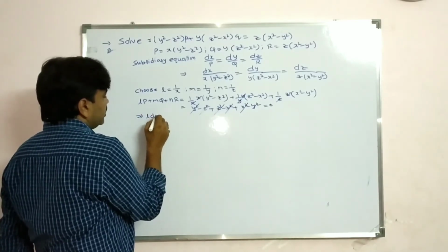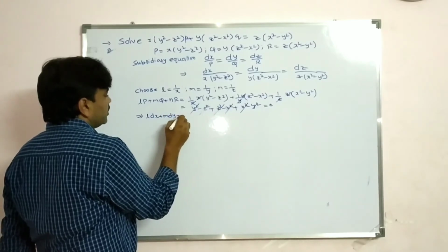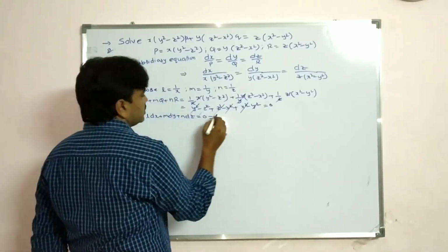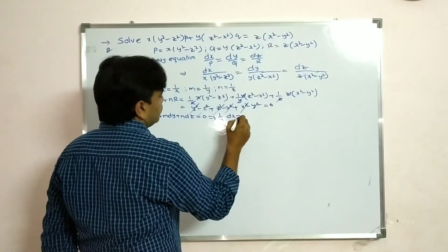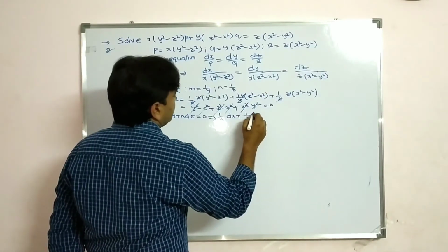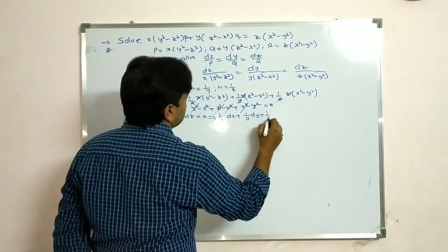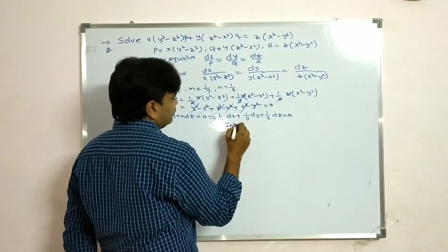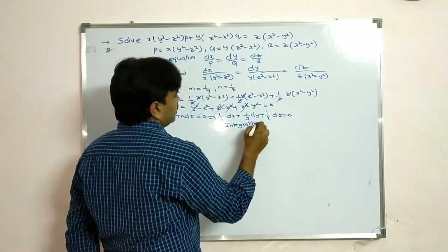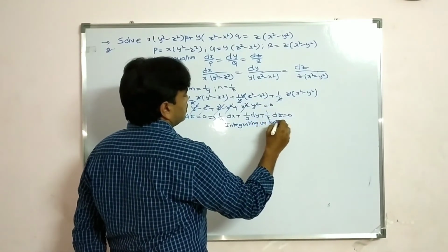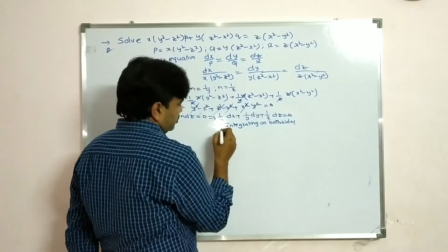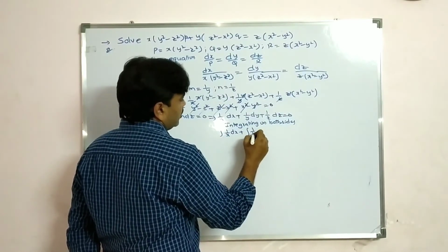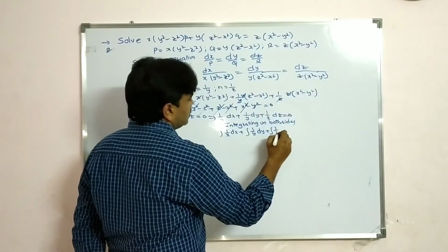That implies we get here, students, L dx plus M dy plus N dz value 0. What is L value, students, here? 1 by x. 1 by x dx plus M value 1 by y dy plus N value 1 by z dz is equal to 0. Simply integrating on both sides. So integral of 1 by x dx plus integral of 1 by y dy plus integral of 1 by z dz.